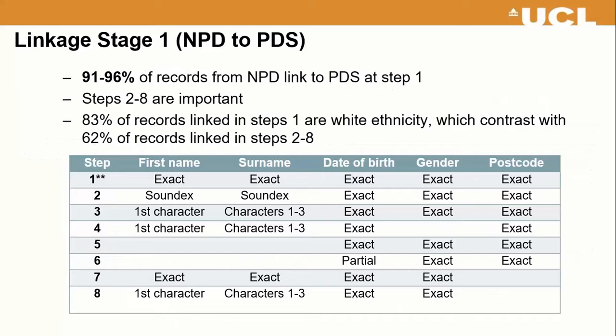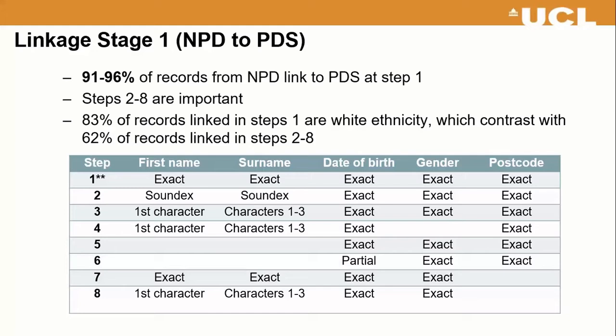So in linkage stage 1, we use an 8-step deterministic algorithm to link NPD to PDS, and this table shows the steps of the algorithm. Results show that between 91 and 96% of records from NPD link to PDS at step 1. So this step is when we use the full name, date of birth, gender and postcode history that match exactly. So both records are exactly the same.